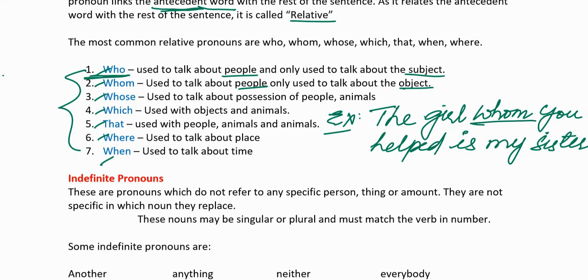Now whom here is a relative pronoun. The girl is not the subject here because the girl is the receiver of the action here. She is the object. Now whom is linking the antecedent word the girl with the rest of the sentence, and the rest of the sentence is giving further information about the same antecedent word the girl. Hence whom here is replacing the object and not the subject. I hope you have understood when to use whom.